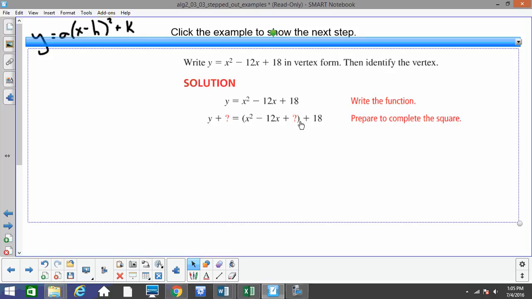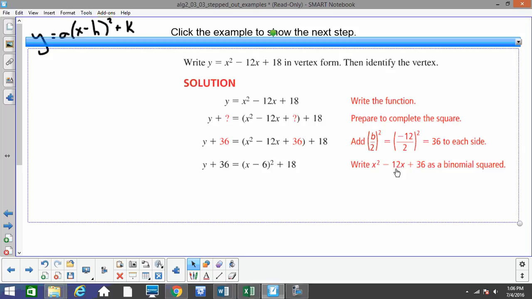And I'm going to look at that and go, gosh, what am I going to have to do to complete the square? -12 divided by 2, squared, is going to give me 36. I need to add 36 to both sides. Factor x squared minus 12x plus 36. And then subtract 36 from both sides. Solve for y. So in vertex form, that's what it is.